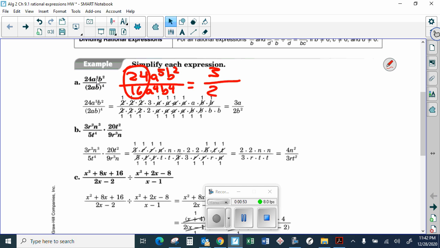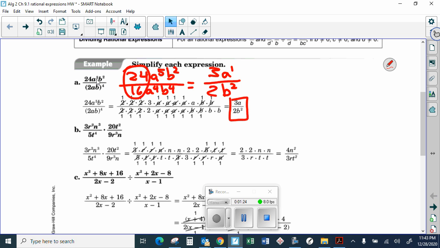You ask yourself, where do you have more A's? I have more A's in the numerator, so my A is going to be in the numerator. And how many more do I have up there than the denominator? 1. Where do I have more B's? I have more B's in the denominator, so my B is going to be in the denominator. How many more do I have down there than in the numerator? 2. And there's your answer, 3A over 2B squared. Okay. If you want to waste time writing all that out and doing all that counting like that, if that's the only way you can figure out how to do it, then you go right ahead. Okay.